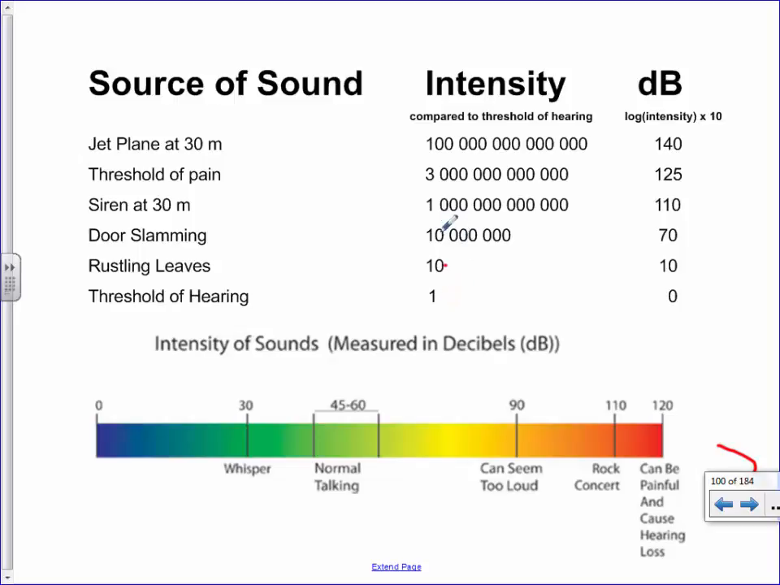So based on that, you have 1, 2, 3, 4, 5, 6, 7 zeros. So 70 decibels. All the way up to like a jet plane. If you're 30 meters away from a jet plane, so I mean crazy loud, there are 1, 2, 3, 4, 5, 6, 7, 8, 9, 10, 11, 12, 13, 14 zeros. Times that by 10. 140 decibels is how loud a jet plane is.